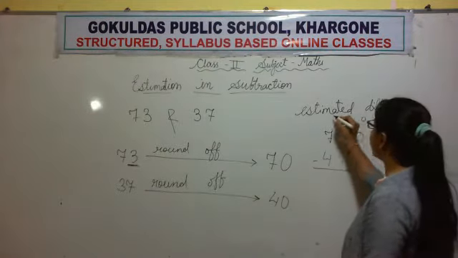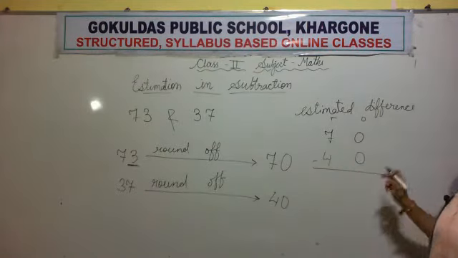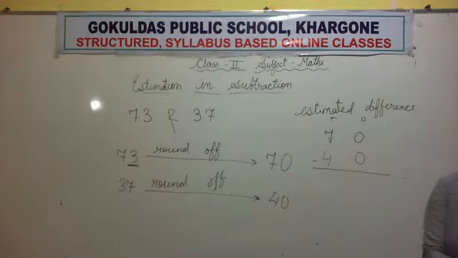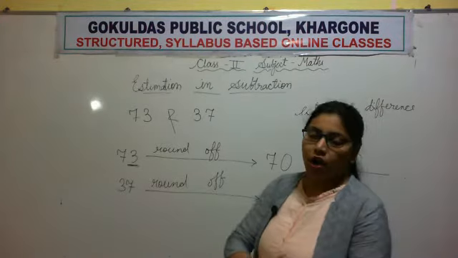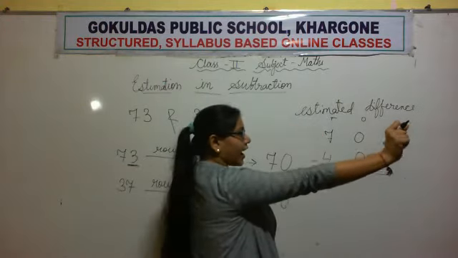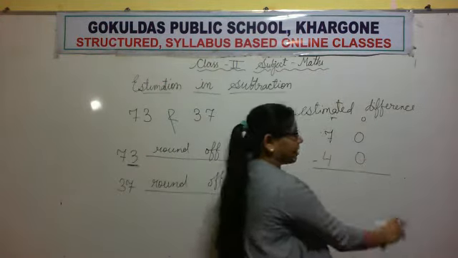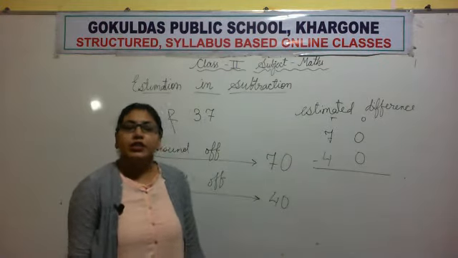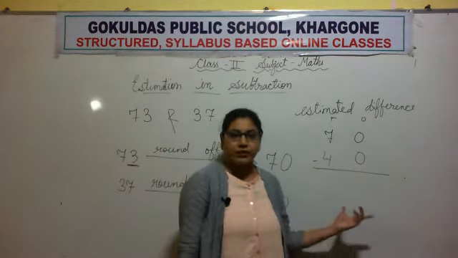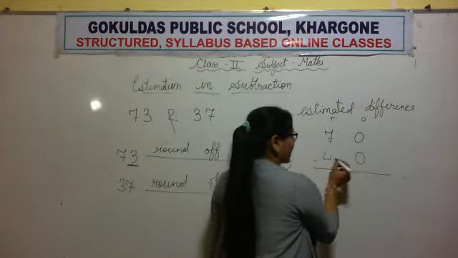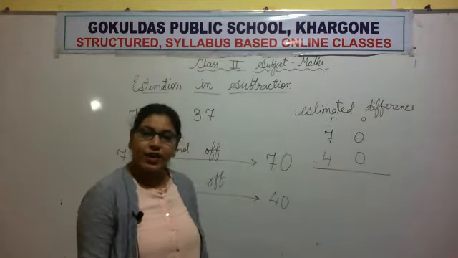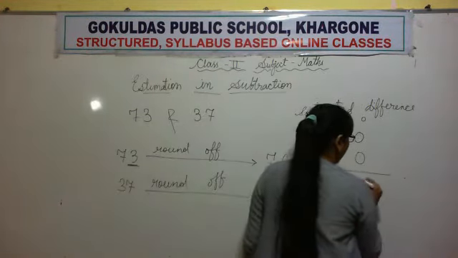Okay, so now 0 minus 0. First of all, we always start from the rightmost position. The ones place is the rightmost position, so we will subtract ones from ones first. 0 minus 0 is 0.